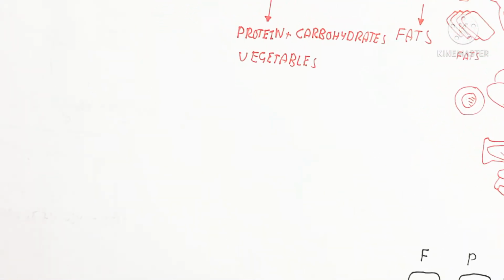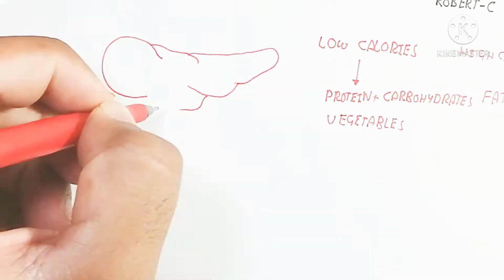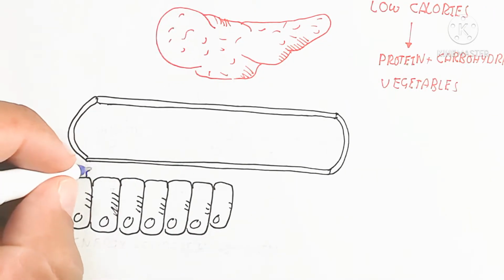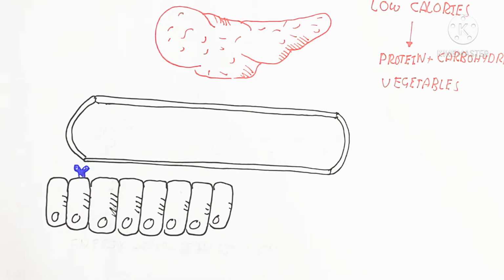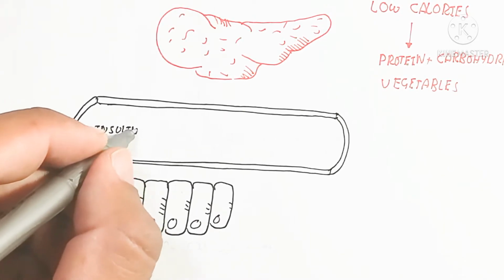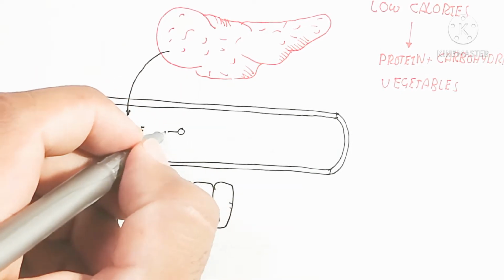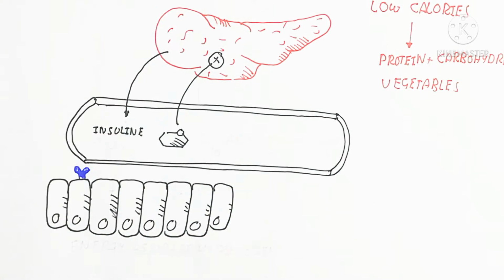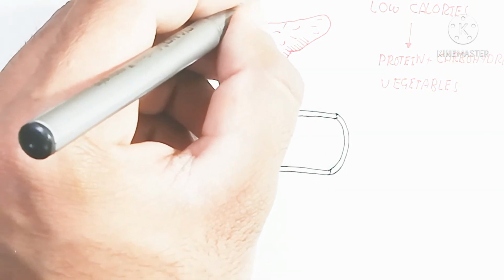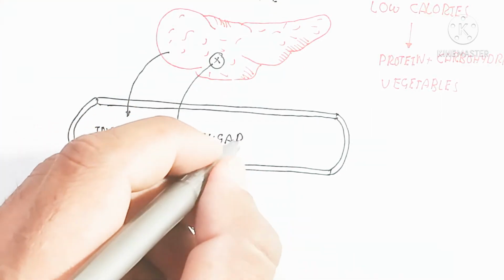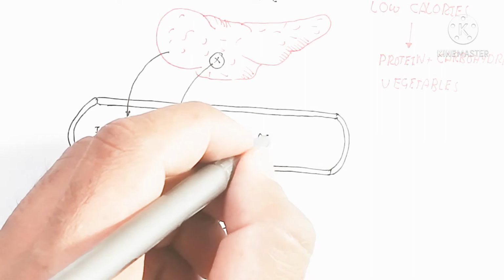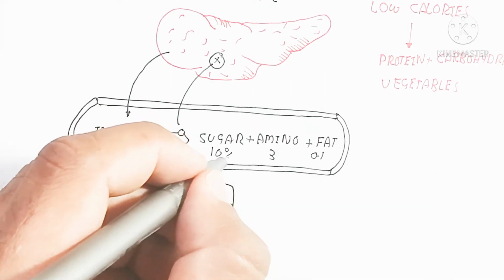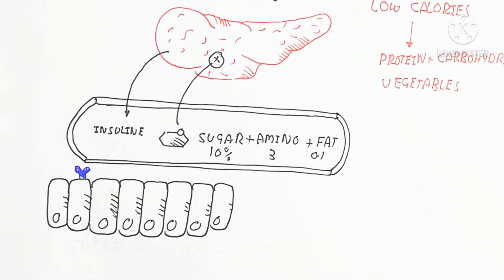So the balanced diet is different as compared to the ketogenic diet. We are discussing the balanced diet, which stimulates insulin, and basically it is low carb, low calorie, with protein, carbohydrate, and vegetables. On the other hand, a high calorie diet contains fats, but high calorie fat content is not harmful if we eat with understanding. Here is the pancreas, which produces insulin when the glucose level is high in the blood.